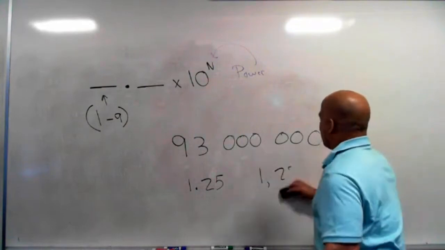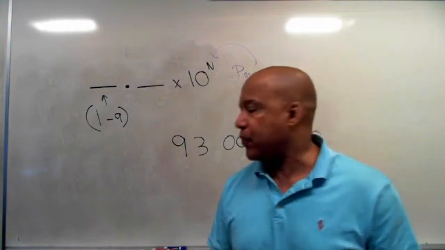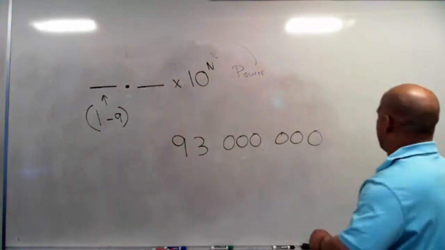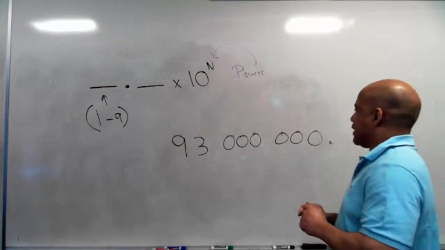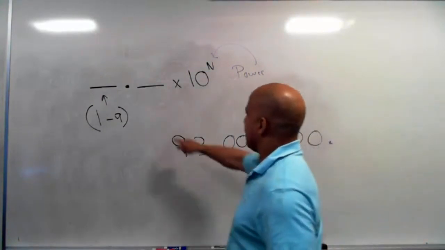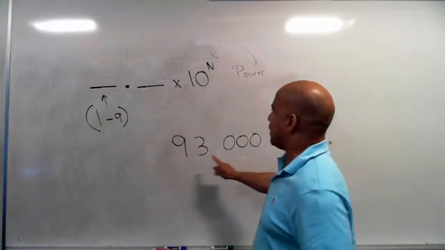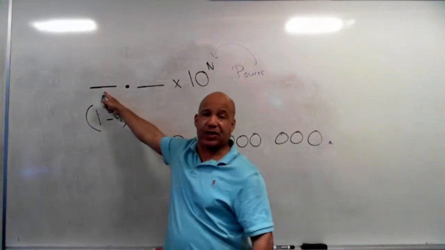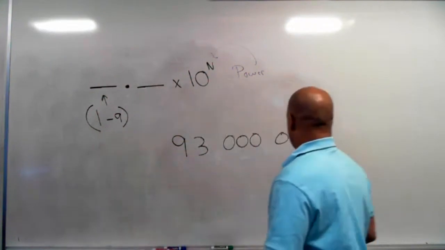But let's take 93 million, and I want to put that in scientific notation. So how would I start that? Well, the first thing you'll do is locate the decimal point, and of course, on this number, it's over here. And then I have to put it in this form, which means I'm going to move the decimal over, and I want to stop when I have one place to the left of the decimal that's not a 0. It's got to be one of the digits 1 through 9.